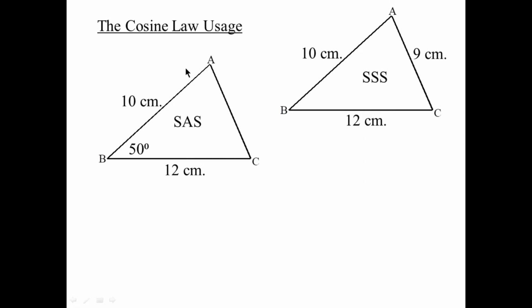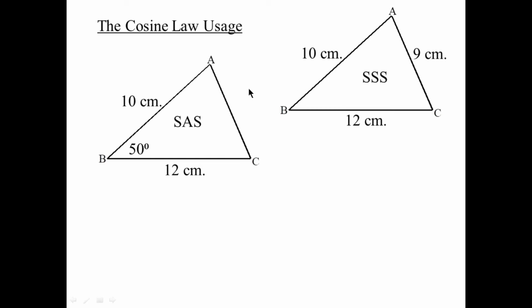Well, we use a cos law when what we know about a triangle is a side and an angle in between those sides. It's called an SAS. S stands for side, A stands for angle. When the angle is in between the two S's, like this, we use a cos law. Or when we don't know any angles at all, but we do know all three sides. This is called SSS for side, side, side. This is when you use a cos law.